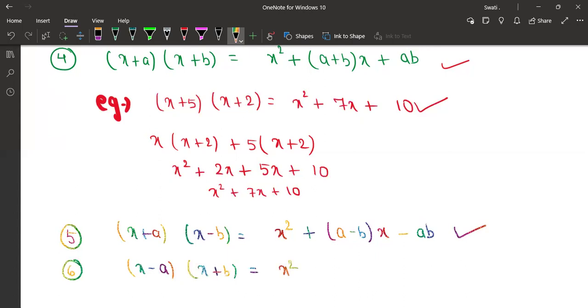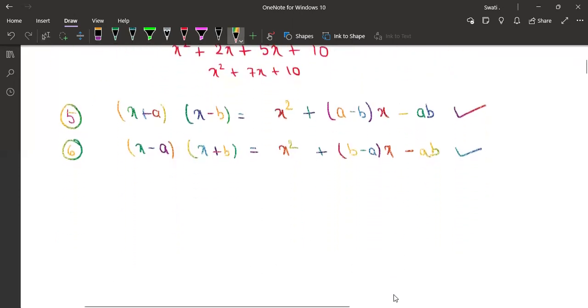And then here, just to make it simpler, I'll be using plus sign outside. But instead of a minus b, it will become b minus a times x. Okay, so this is b minus a times x and then minus into b as it is, minus a into b. So this is the formula. This is the sixth formula.